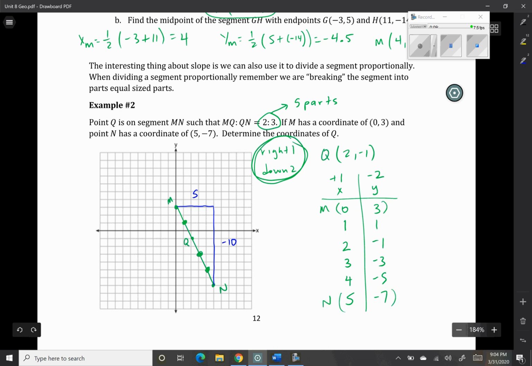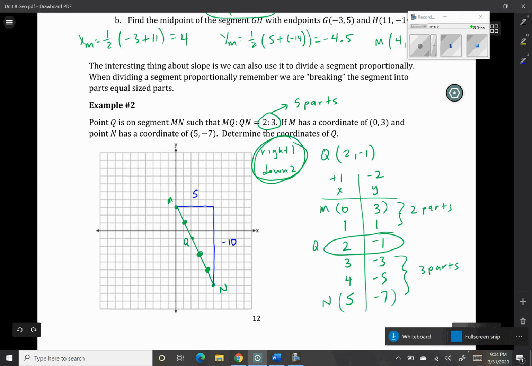Now I want to separate this so that there are 2 points above and 3 points below whatever the point is I'm looking for. So if I circle the point 2, -1, notice there are 2 pieces here and 3 parts here. So 2, -1 is separating my list of points here into a 2 to 3 ratio like they wanted. So this winds up being point Q.